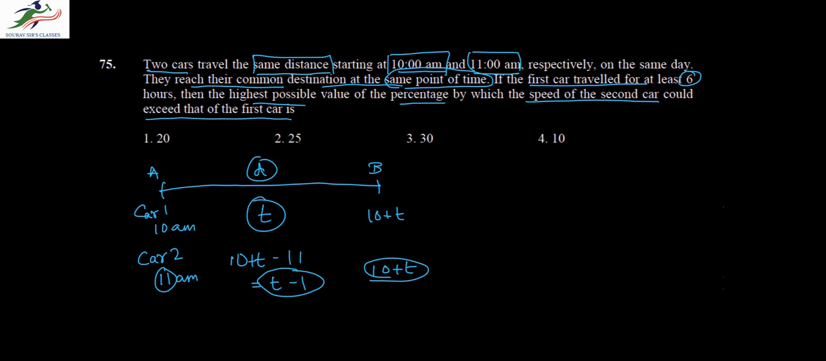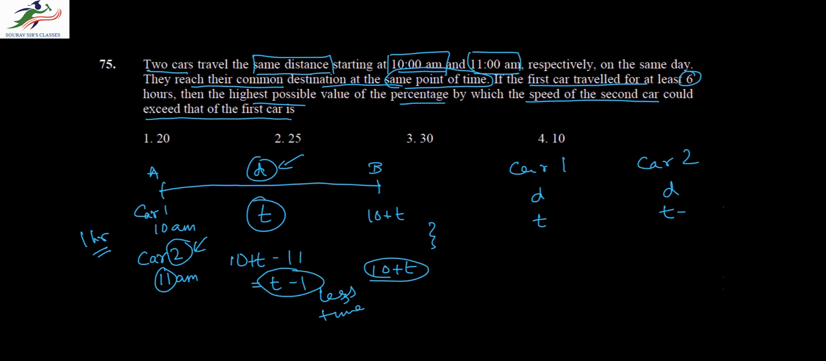Now, we observe one thing, that the second car started 1 hour later but reached the destination at the same time. So therefore, car 2 took less time to travel the same distance. So therefore the speed of the second car is more than the first car. This is very evident. So car 1 and car 2 both travel the distance d. Car 1 takes t hours and car 2 takes t minus 1 hours.